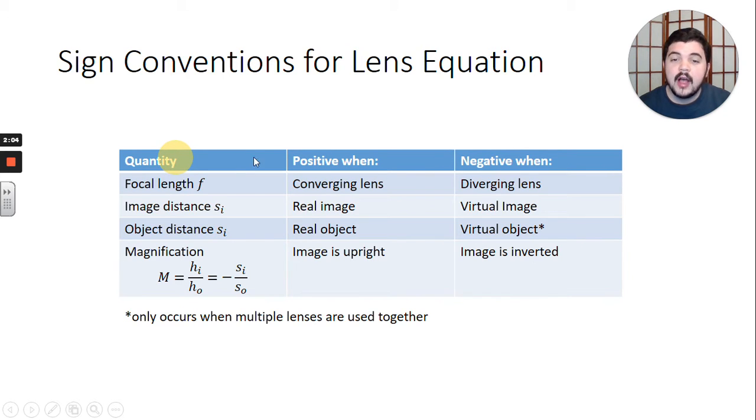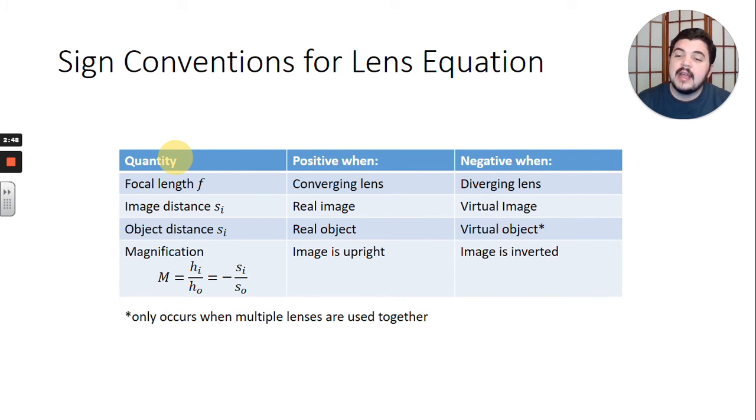This is the quantity in the first column. The middle column tells you when that quantity is positive, and the right column tells you when the quantity is negative. So the focal length lowercase f is positive for a converging lens and it's negative for a diverging lens. Your image distance is positive when we make a real image, and the image distance is negative when we make a virtual image. The object distance is positive when you have a real object, and negative when you have a virtual object. You pretty much never have a virtual object in a one lens configuration, but sometimes you do with multiple lenses because the virtual image of one lens becomes the object of your second lens.